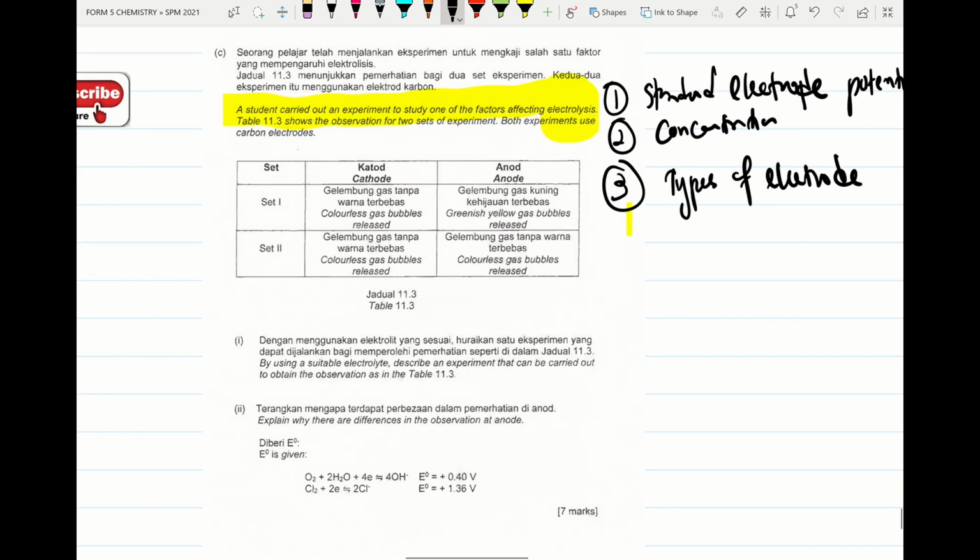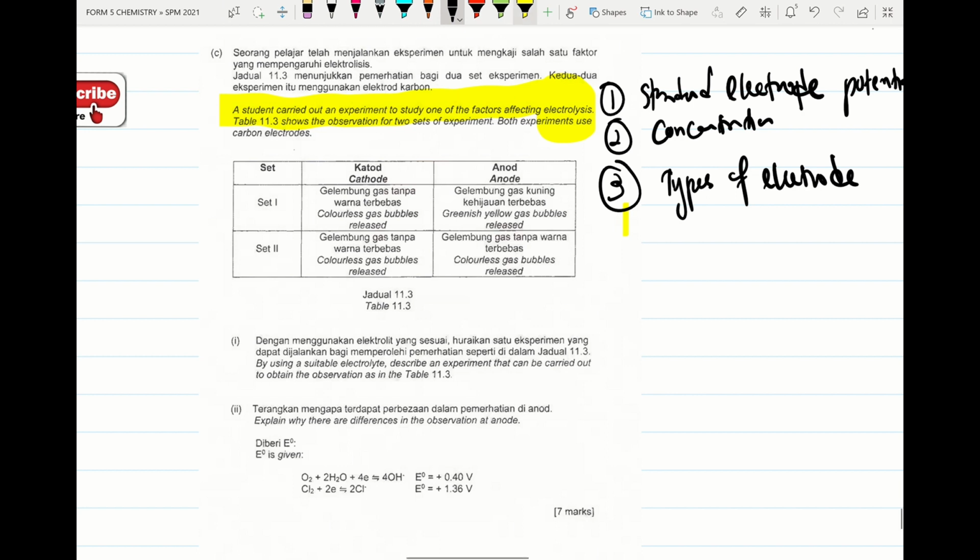So we check the observation given at the cathode and anode at set 1. At the cathode, colorless gas bubbles are released, so this is the negative terminal. The anode is the positive terminal. When colorless gas bubbles are given off at the cathode, this will be hydrogen gas.